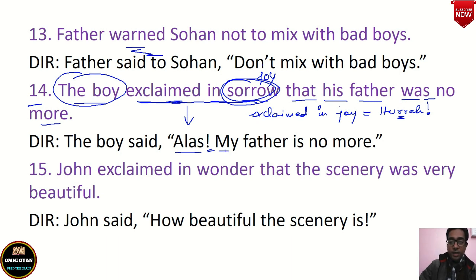Then my father, because I am the speaker, so I have to speak from the first person perspective. So my father was will become is, because I am speaking directly, in the present tense. My father is no more. Full stop, inverted commas closed.